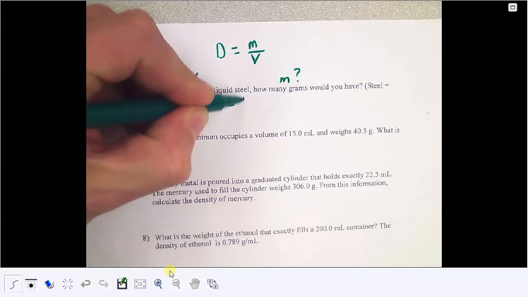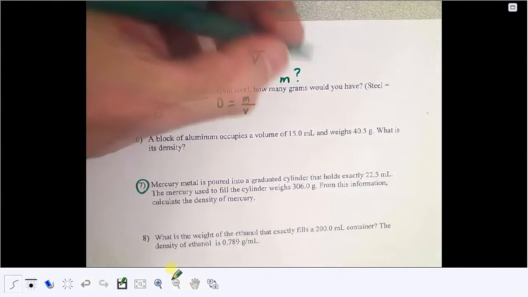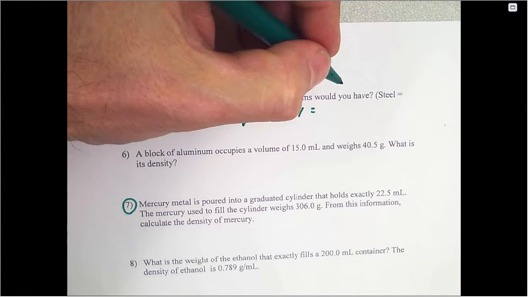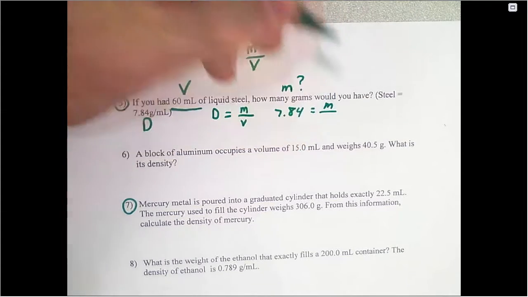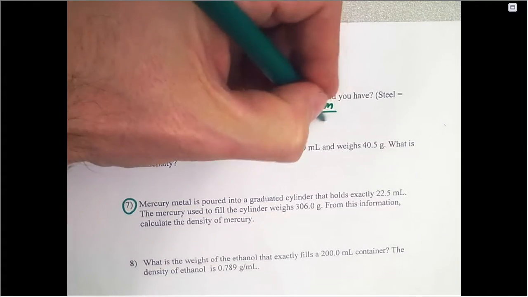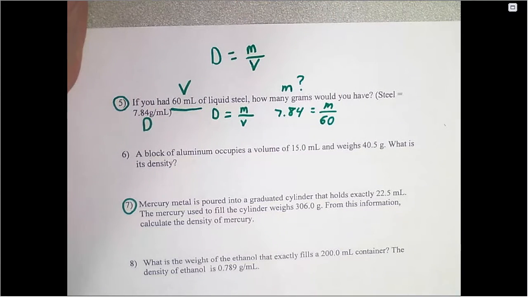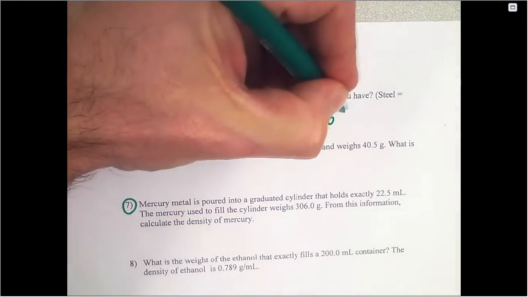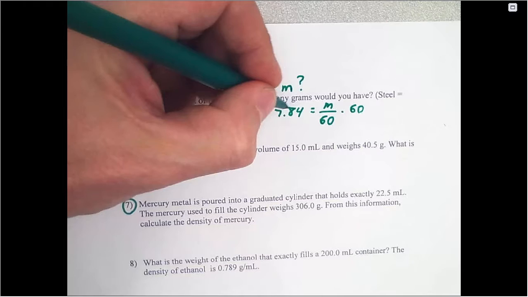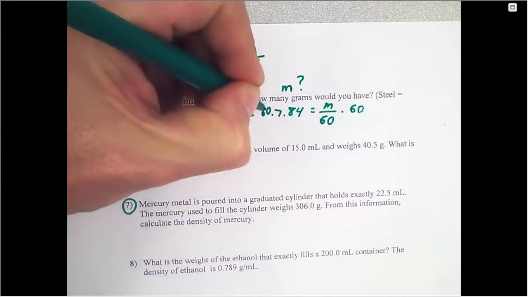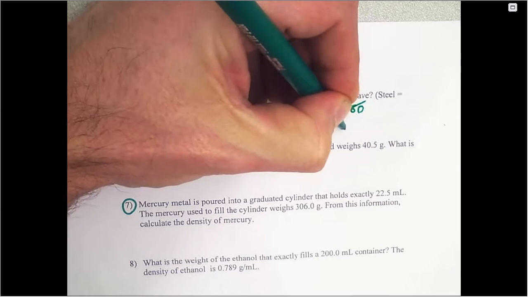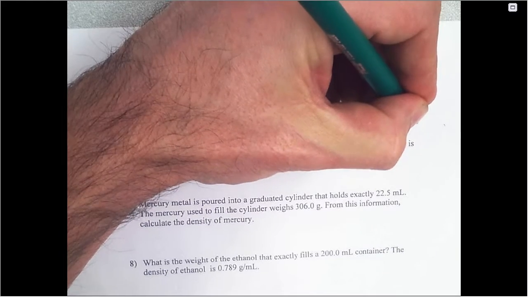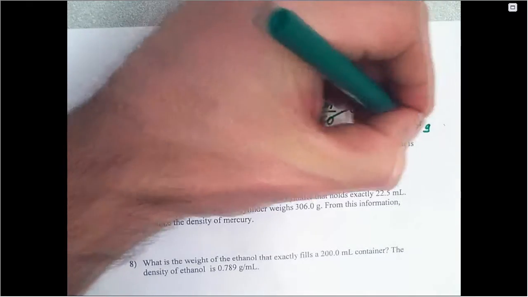Density equals mass divided by volume. Density is 7.84. Mass we don't know, so we're going to leave that variable there. And the volume we do know is 60 milliliters. This is a simple one-step equation. In order to get rid of the 60 in the denominator, you would multiply both sides by 60, because whatever you do to one side, you have to do to the other. That gets rid of those, and you're left with a mass equals 470.4, and I would label that grams.